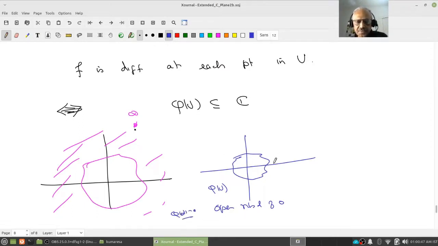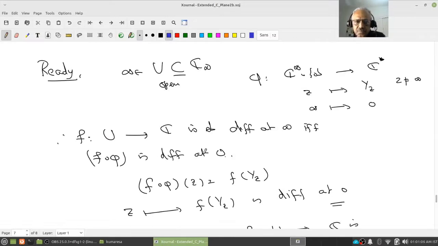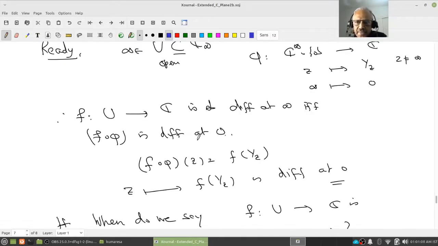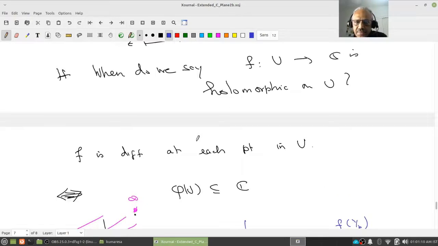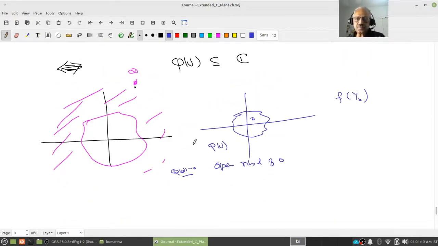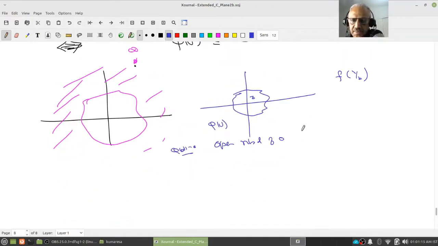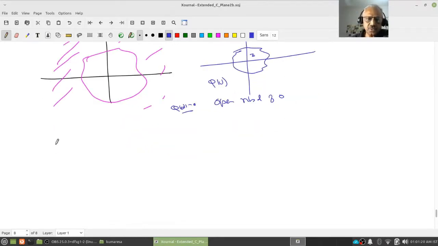Therefore I have a function, and I want to talk about that function. Now what does it mean? I have a point Z here. Where does it go to? It goes to F of 1 by Z. It doesn't go to F of Z. Do you remember that? Go back. This is your phi. Therefore what I am doing? F composite phi must be differentiable at 0. Okay, right? So this function should be differentiable. So let's look at an example.